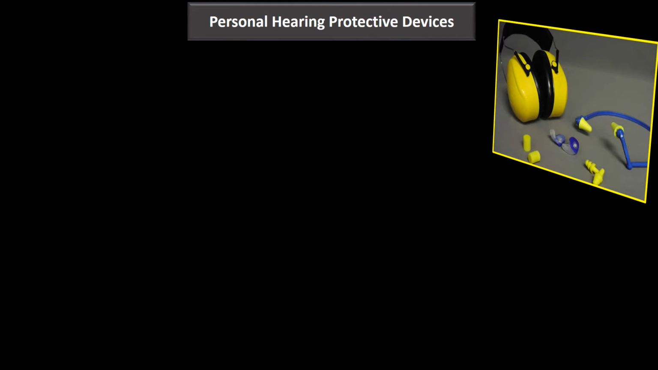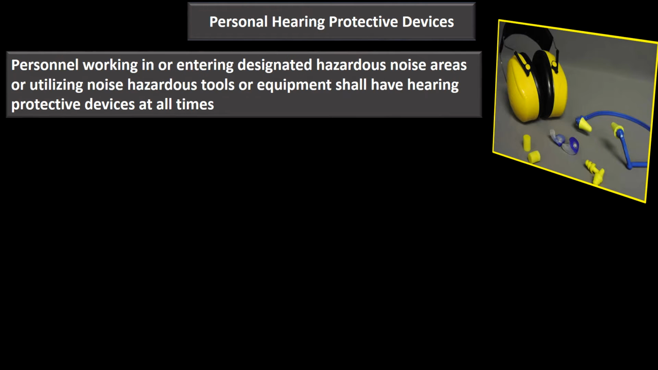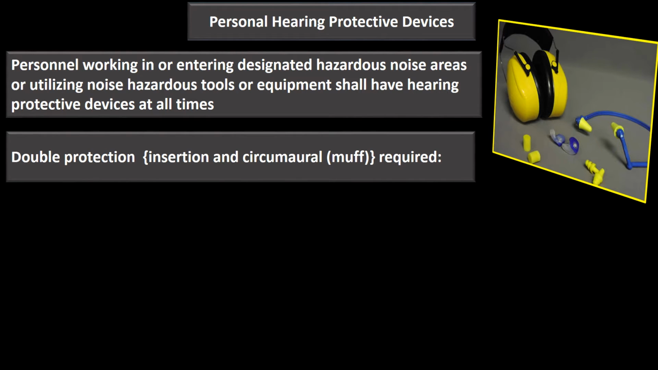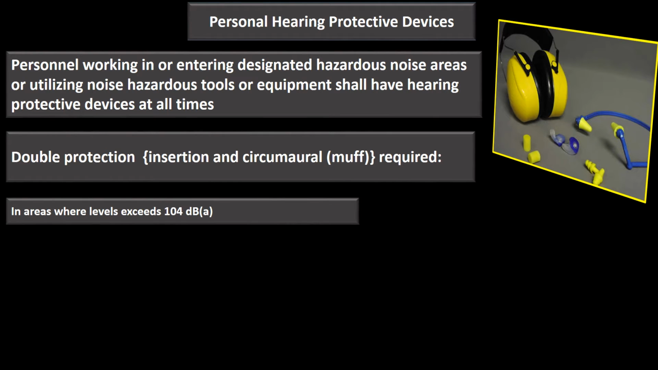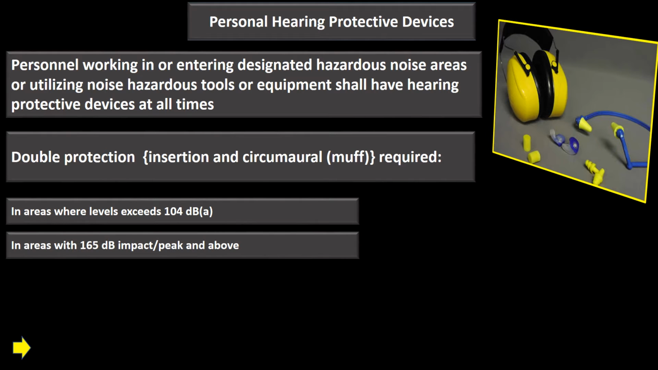Moving on to personal hearing protective devices. Personnel working in or entering designated hazardous noise areas or utilizing noise hazardous tools or equipment shall have hearing protective devices at all times. Double protection, both the insertion and circumaural, the earmuffs, are required when working in areas that exceed 104 decibels A-weighted and when working in areas with 165 decibel impact or peak levels.